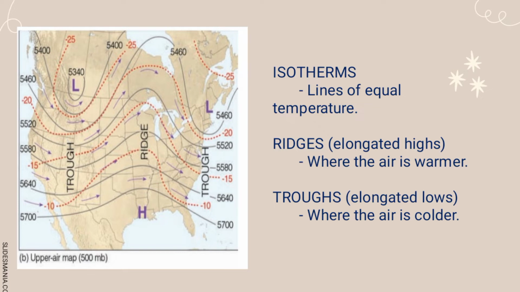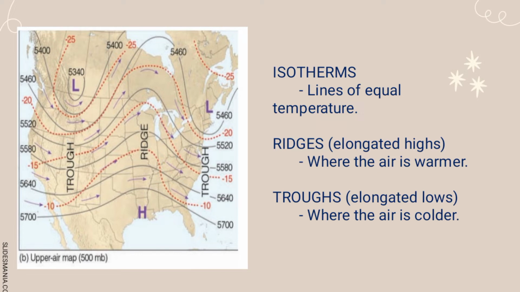In the third slide of my presentation, it shows the upper air map at 500 millibars. Notice in the map that it has troughs and ridges, and those red broken lines are the isotherms or the lines of equal temperature. The solid black lines are the contour lines, and if you notice, the wind direction is parallel to the contour lines. And those violet arrows indicate where the wind blows.